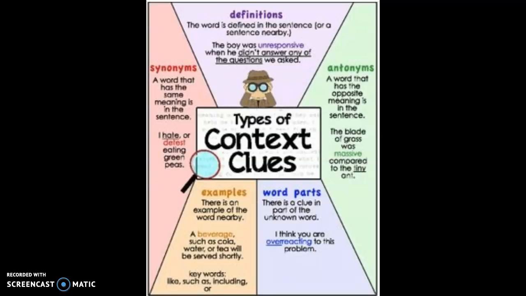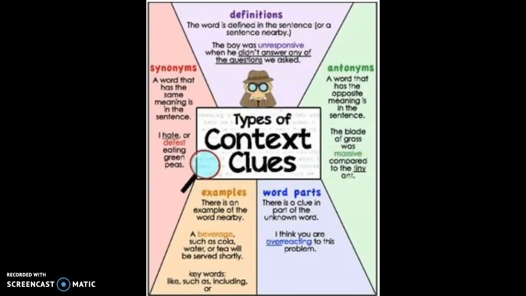Next we have antonyms. This is the opposite of the unknown word. For example, the blade of grass was massive compared to the tiny ant. So if we're looking for the opposite of tiny, the meaning of the word massive must be huge or really big.